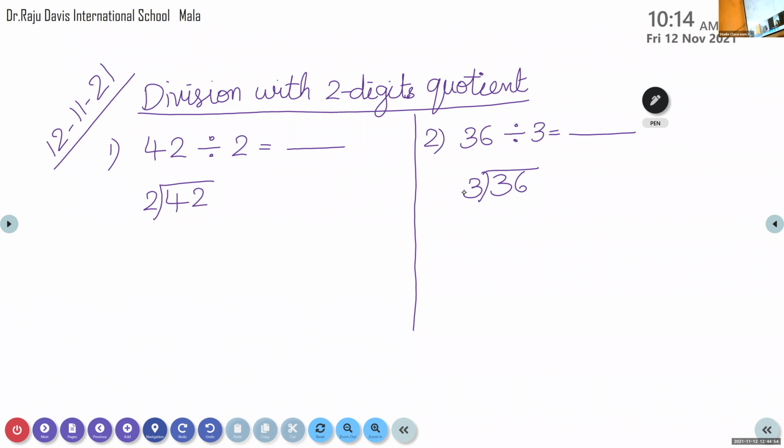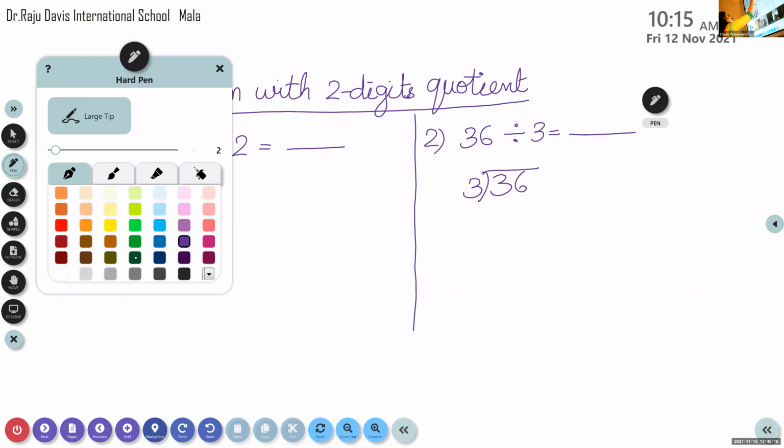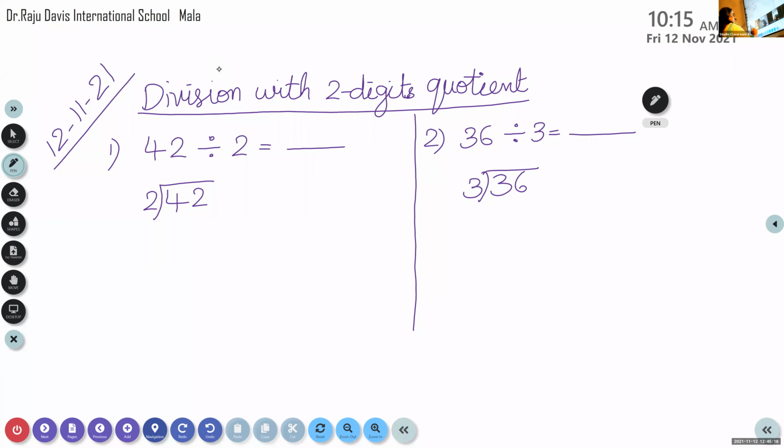First thing, compare with the first digit. If it is equal to or greater than the divisor, you have to solve there. If it is lesser, then only you have to put 0. Here it is equal and greater, so you have to solve. Table of 2 and 3, easiest tables.